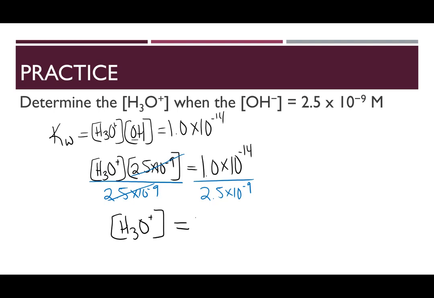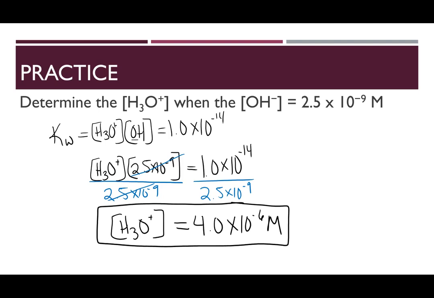And that equals 4.0 times 10 to the negative 6th. And remember, that's a molarity because that's a concentration. Okay. So we solved for the hydronium concentration. Now we can compare these two numbers.